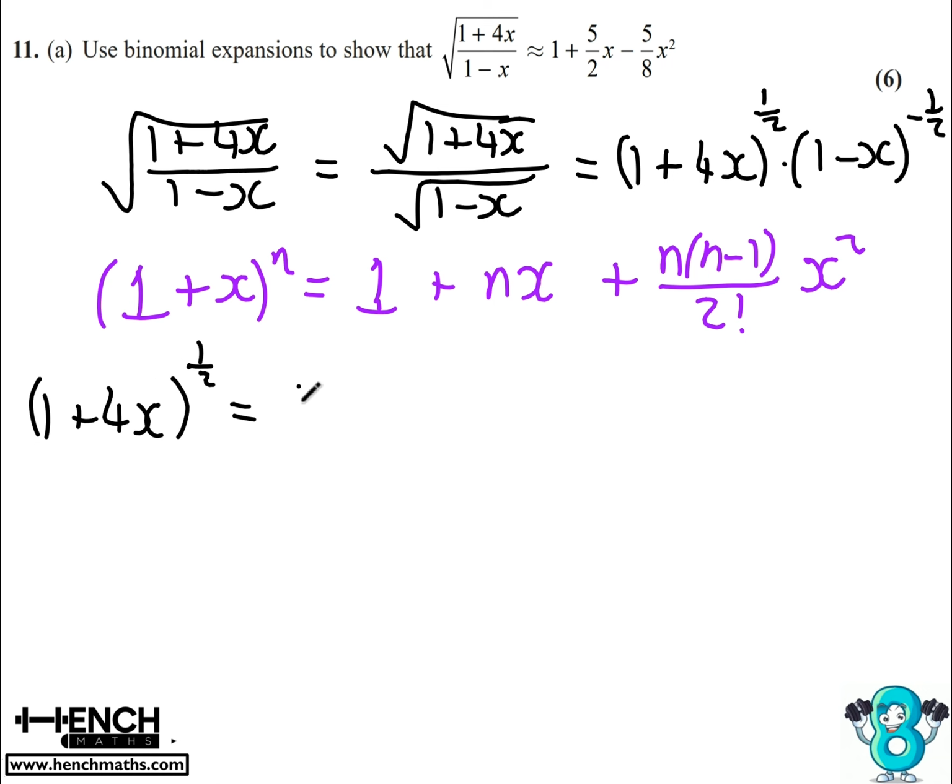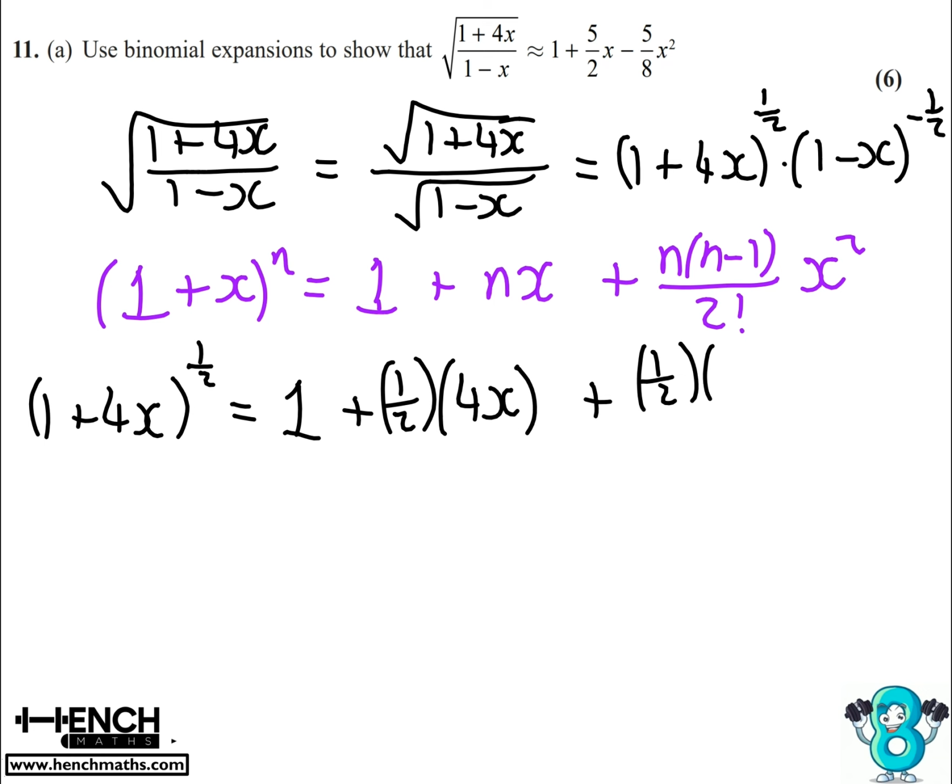So that's going to give us 1. So it always starts with 1 plus n, which is a half, times by x, but in this case it's 4x, plus n, which is a half, multiplied by n subtract 1. So a half subtract 1 is minus a half, all divided by 2 factorial, which is 2, multiplied by 4x, all squared. So it's important we put this in brackets, this 4x, common mistake there.